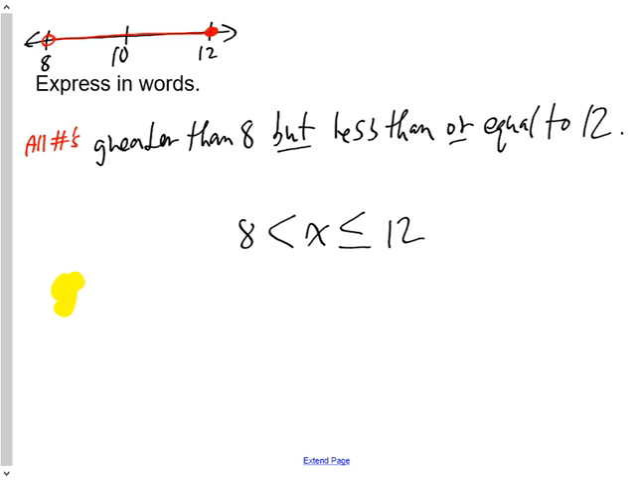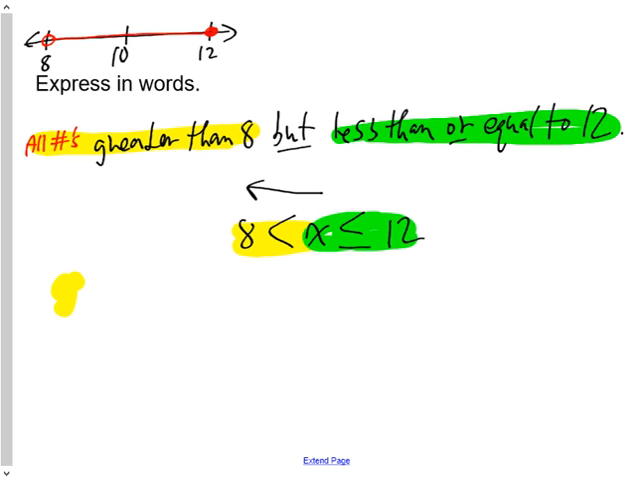So expressed as an inequality, starting at my variable and reading it this way, this says all values greater than 8. And this part right here says less than or equal to 12. So writing it as a double inequality, if I put all numbers in the middle, I could translate that to a numerical inequality as that.